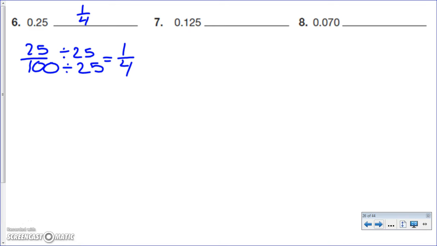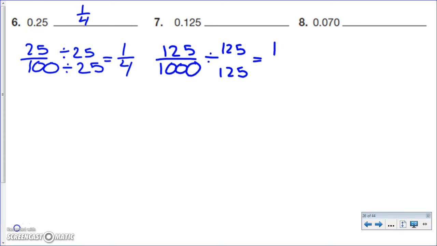Then, as you can see, we can divide both the numerator and the denominator by 25, which allows us to simplify down to 1/4. For 7, we have 125 thousandths, so we're going to put that as a fraction. And then 125 and 1000 can actually both be divided by 125, so that gets us 1/8 as a simplified fraction.